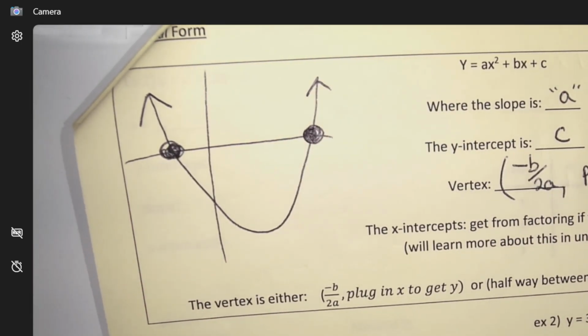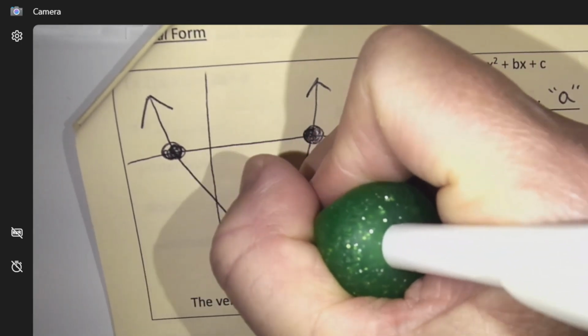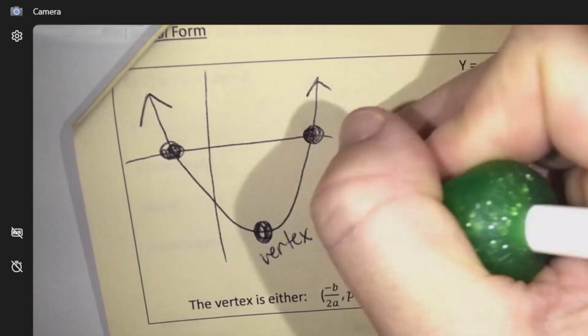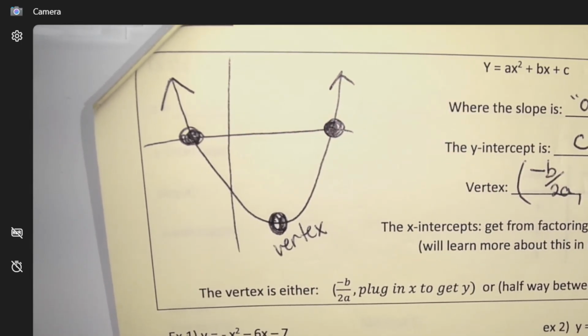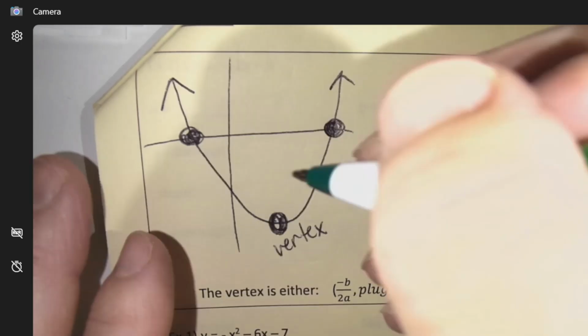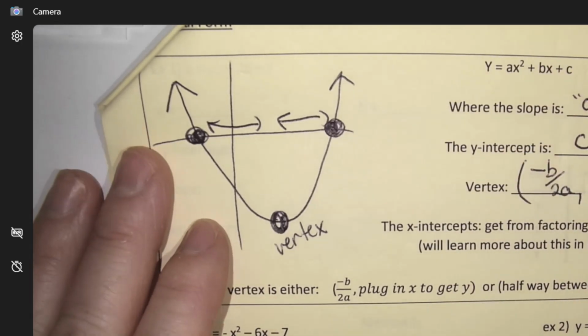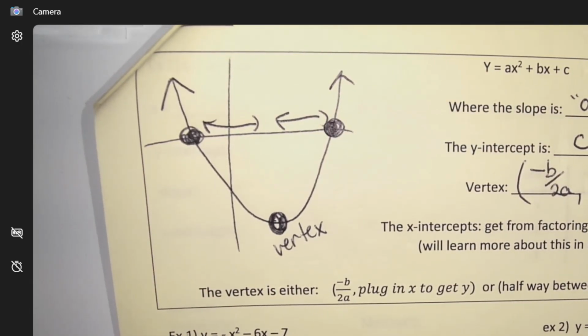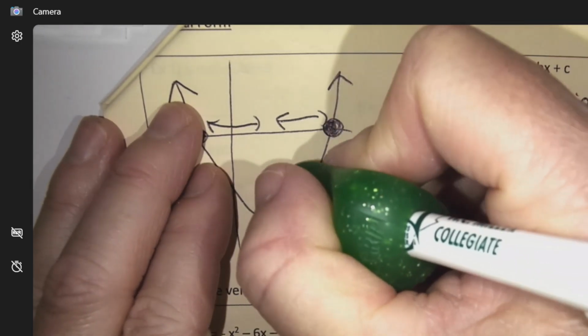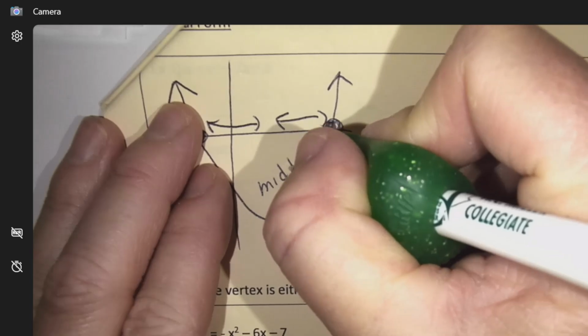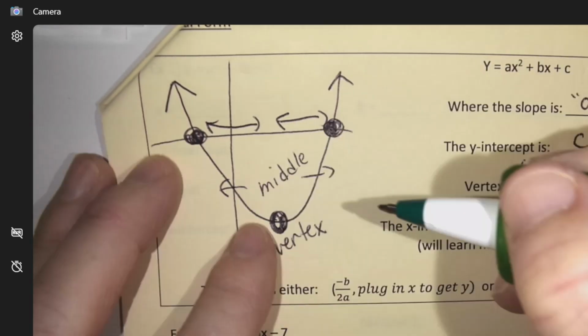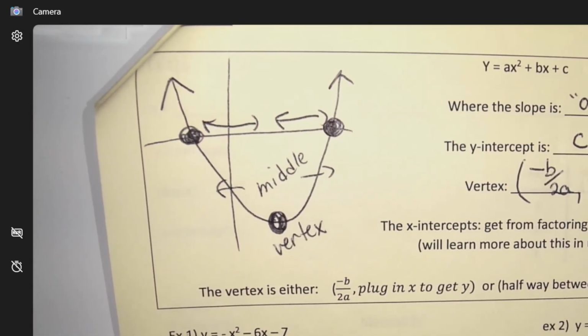Okay, so this parabola has two x-intercepts like that. The vertex, there's going to be something that happens. The vertex is always going to end up with symmetry, smack dab in the middle. Does that make sense? So the vertex is always going to be in the middle because of that symmetry piece.